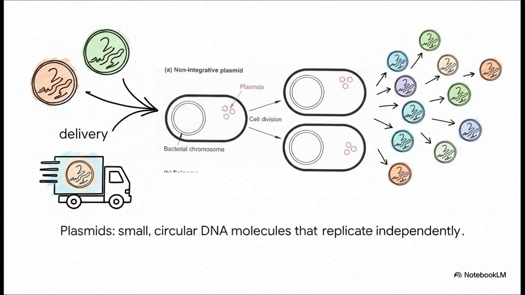Now, if you look at this diagram, you can see these little circles of DNA floating around inside the bacterium. They're totally separate from the main chromosome. And here's the key part. They can replicate all by themselves. This makes them the perfect, tiny, self-copying delivery trucks.